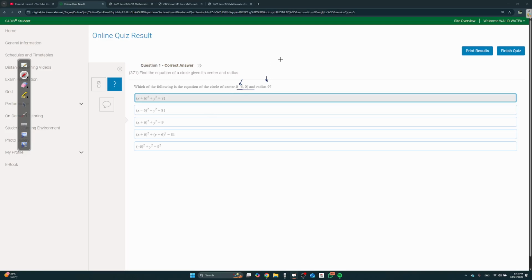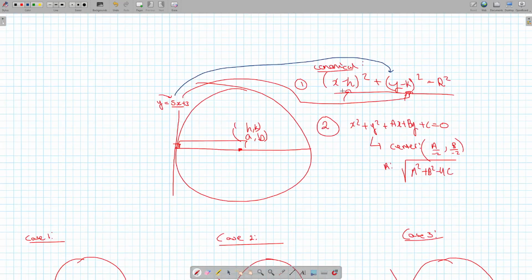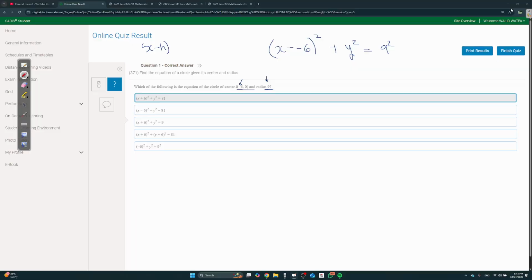Very easy. How do we write this in canonical form? X minus h, so minus minus 6, right? Plus, squared, plus y minus 0, which is just y squared, is equal to the radius squared, 9 squared. Remember, this is the rule. Where h, k is the center. So you get x plus 6 squared plus y squared equals 9 squared, which is 81, right?